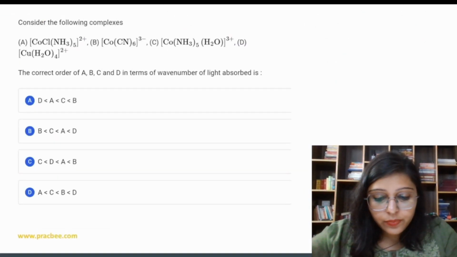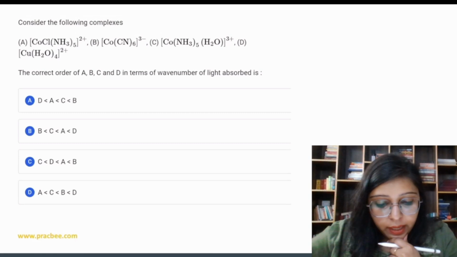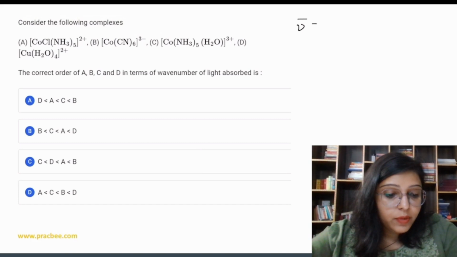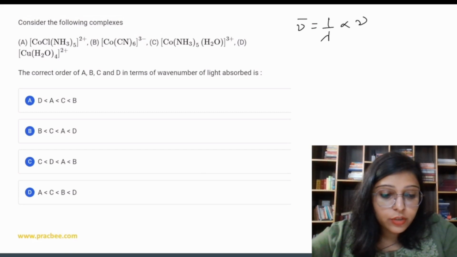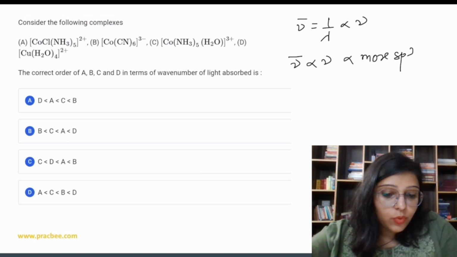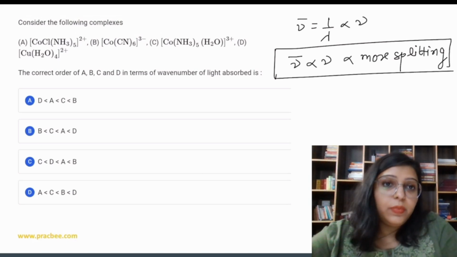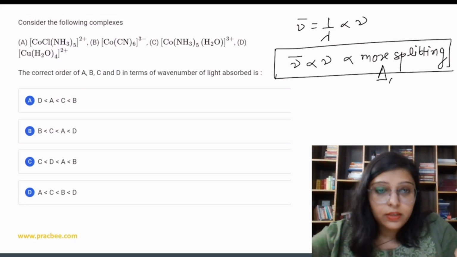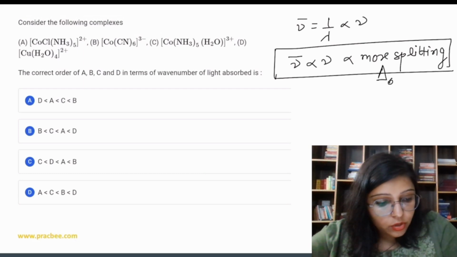So the next question says the correct order of A, B, C and D in terms of wave number of light absorbed. So what is wave number? 1 by lambda. Lambda is inversely proportional to frequency, so we can say wave number is directly proportional to frequency. And if we have more frequency, we can say more splitting. So we have to check the order of splitting, either delta naught or delta T.